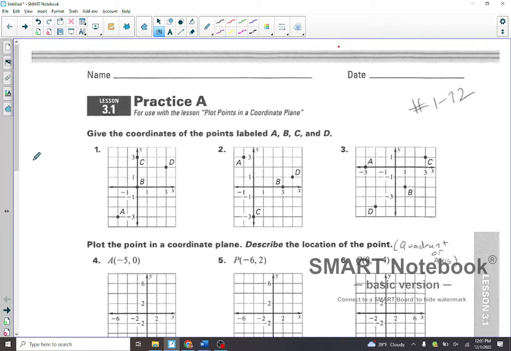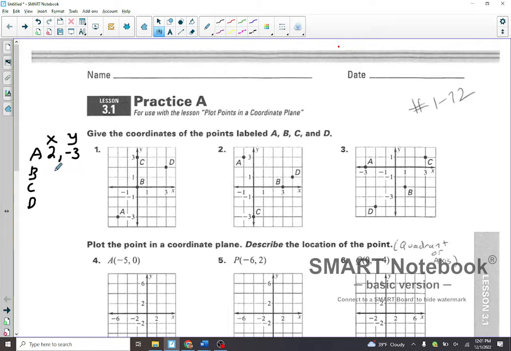I'm going to do number one. Number one, they're asking me to give the coordinates of each one. So A, B, C, D. For A, I went 2 left and 3 down. So it's 2, comma, -3. Remember, it's always X, comma, Y in that order when I'm talking about an ordered pair.